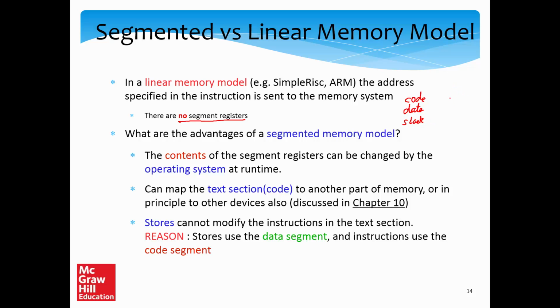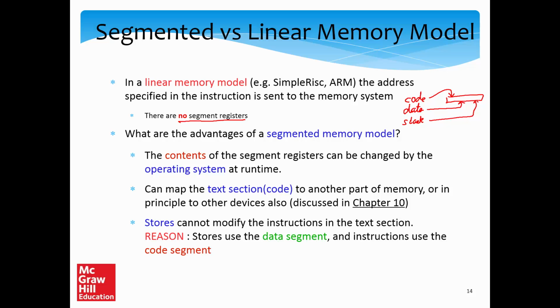Given our conceptual view of memory, we map these segments to different locations, and every single address is specified as an offset from its segment register. We will see this kind of a model has some advantages. We'll not be able to discuss a lot at this point of time. We'll discuss more of this in chapter 10, the chapter on memory system. But the idea basically is that this gives us some amount of security.